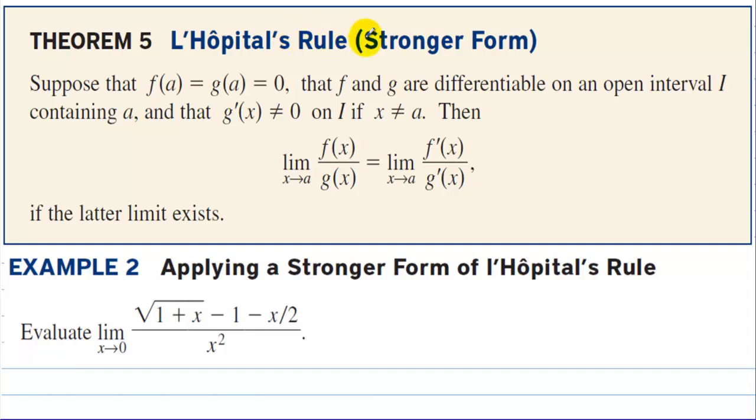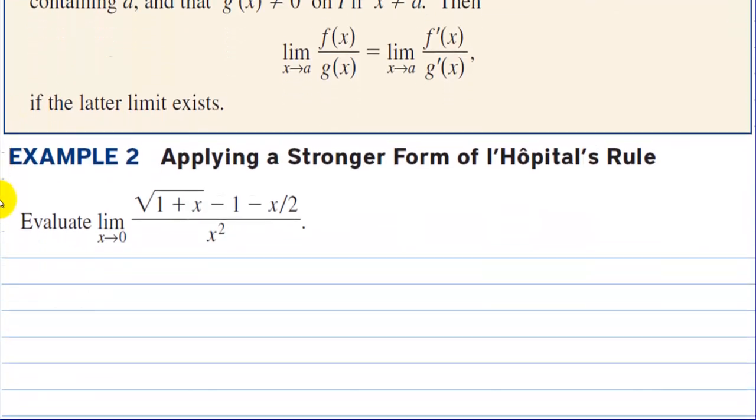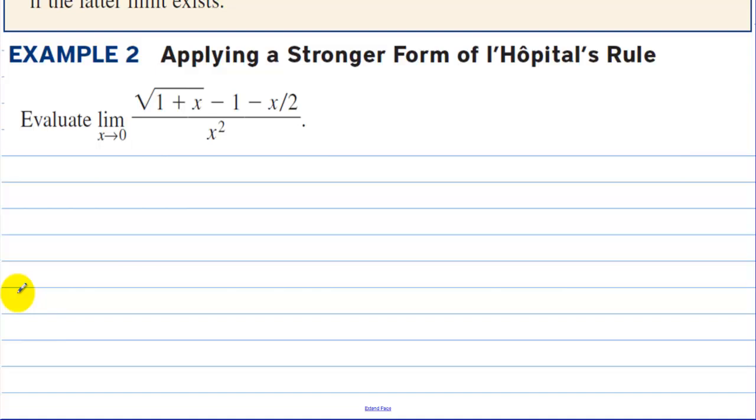Theorem 5, L'Hopital's rule, the stronger form. Suppose that f of a equals g of a, and they both equal 0, that f and g are differentiable on an open interval I containing a, and that g prime of x does not equal 0 on I if x does not equal a. Then, the limit as x approaches a of f of x over g of x equals the limit as x approaches a of f prime of x over g prime of x, if the latter limit exists. All that means is you can do this over and over again.